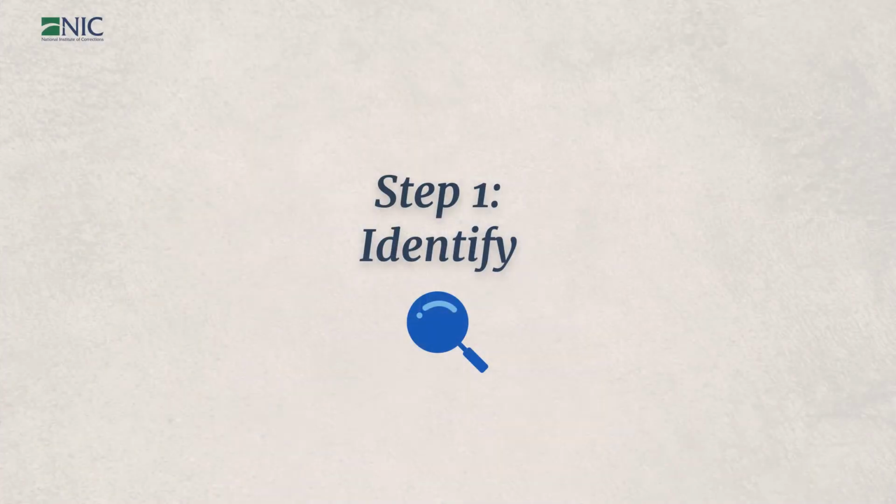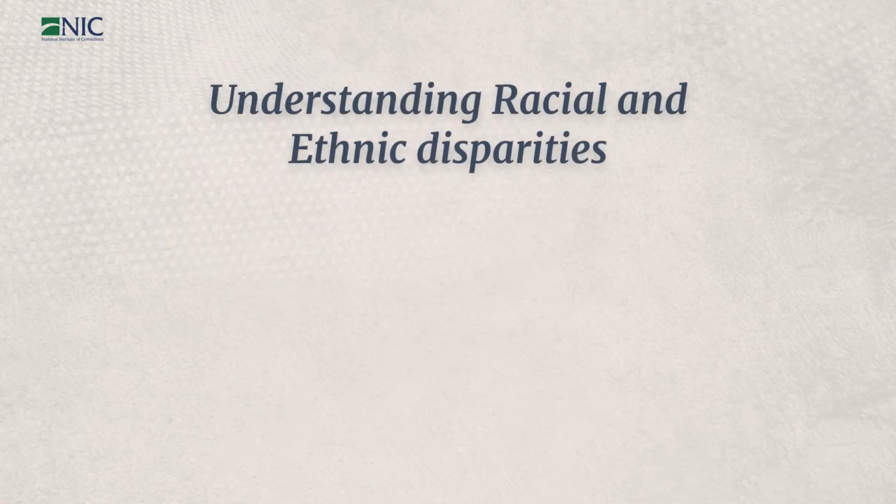So let's look at step one. Step one is very simple. In this step, you seek to know what you don't know. This is about identifying the problem, right? Understanding racial and ethnic disparity as it is revealed to you by your data, right?